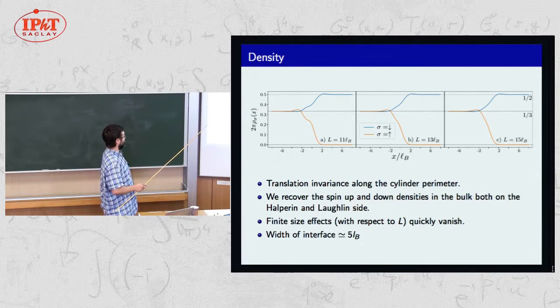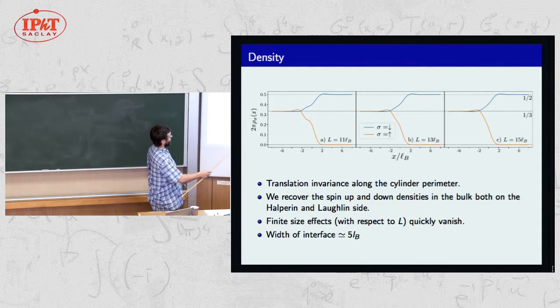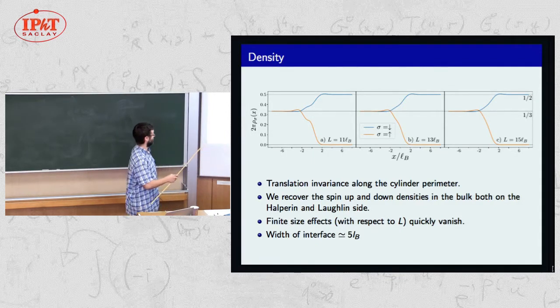Okay, so that's a density. x equals 0 is the interface. On the left is a Halperin state, and on the right is a Laughlin state, and it's a spin-resolved density. Orange is the density of spin up, which is, as it should be, 0 for Laughlin and 1/3 for Halperin, and the other one is spin down, so it interpolates between 1/3 and 1/2. This has 3 different perimeters, by increasing perimeter.